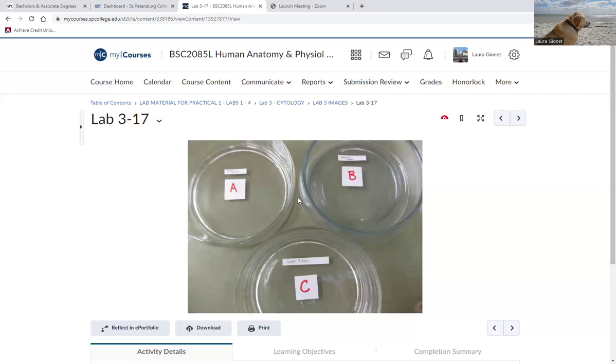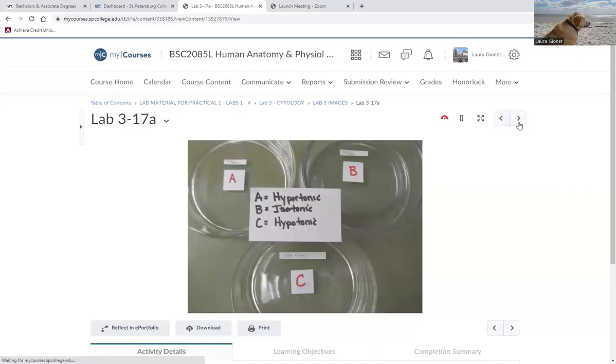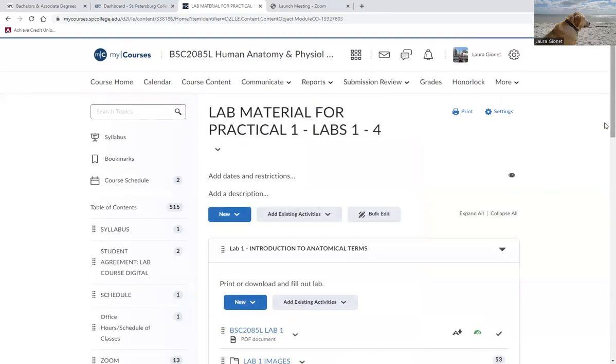This represents the response of the eggs. We have A, B, and C, the different regions. We used to use potatoes, and now we use eggs. So it just goes to say, hey, if A is the hypertonic solution, B is the isotonic, and C is the hypotonic, then you can anticipate what effect it would have on the potatoes.